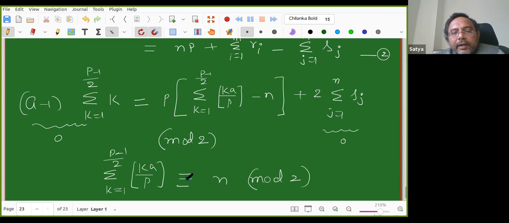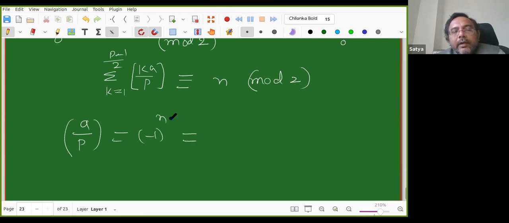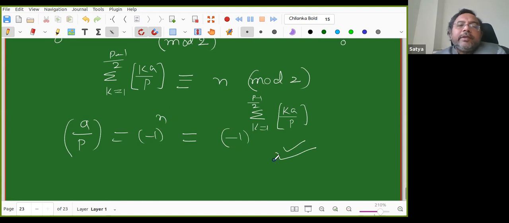That means both are even or both are odd. Modulo 2 means both have the same parity. That much only we proved. But now Gauss's lemma comes into the picture. We know that (a by P) is equal to (minus 1) to the power n by Gauss's lemma. Here n is any integer, only even or odd matters. Because of that, this is equal to (minus 1) to the power summation k equal to 1 to (P minus 1) by 2 of floor(Ka by P). So that proves Eisenstein's criterion.